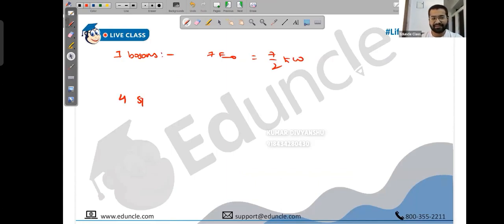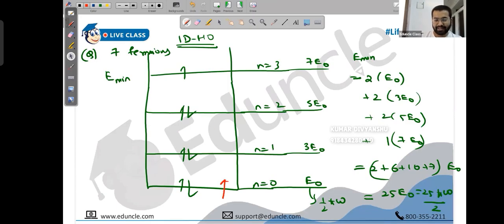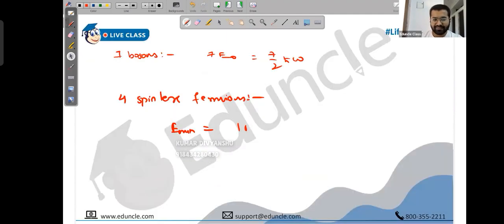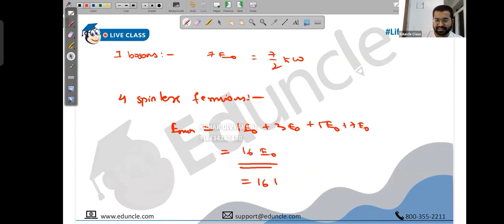If I give you, suppose, 4 spinless fermions, then what will happen? Minimum energy? 16 E naught. Because 4 spinless means one will be here, another here, another here, another here. When it comes to spinless fermions, only 1 fermion can be in each state. We cannot have 2, otherwise they become identical, and 2 identical fermions cannot be in the same state. That's Pauli's principle. So 1 E naught plus 3 E naught plus 5 E naught plus 7 E naught: 7, 12, 15, 16 E naught. So that's 16 h omega by 2, which is 8 h omega.